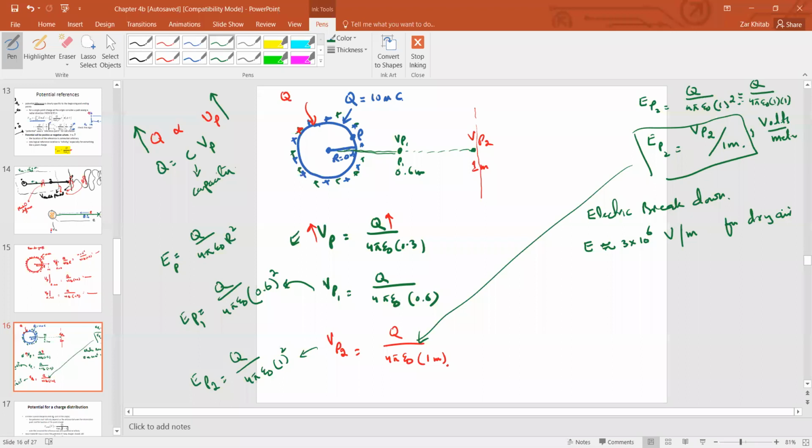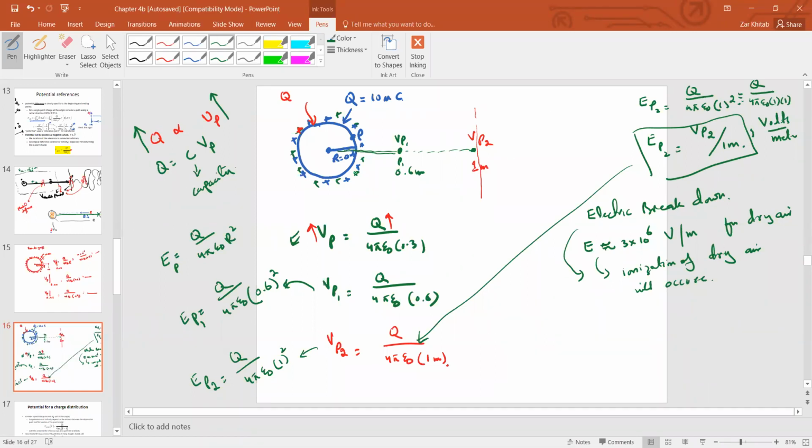What do we mean by ionization? An escape of an electron from the molecule or atom. Since we are talking about air, we'll talk about molecules. So at this value of electric breakdown, ionization of dry air will occur.